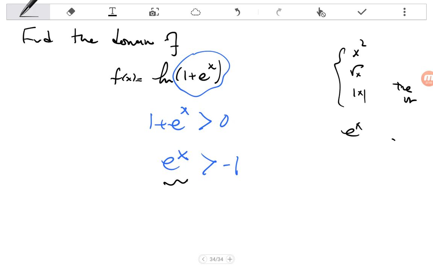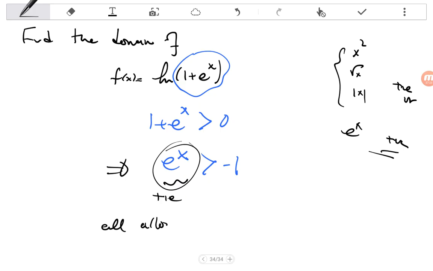But in this case, we have e power x is positive only. E power x is only positive. So I'm just asking you, for what values of x would that positive expression be greater than negative 1? It will be for all allowed values of x.